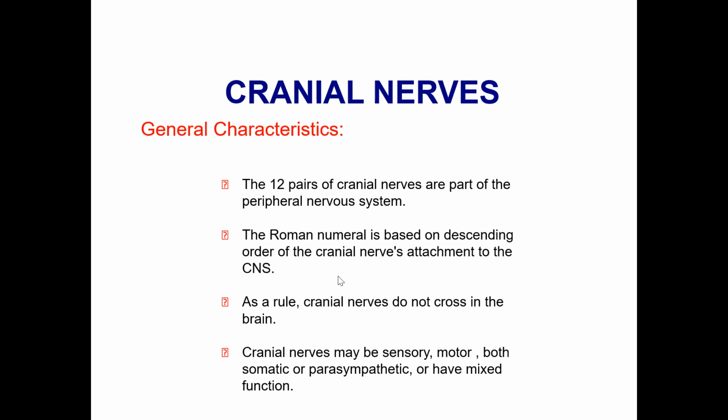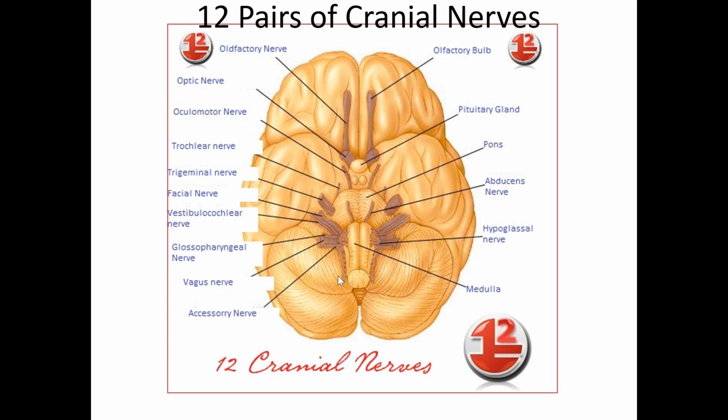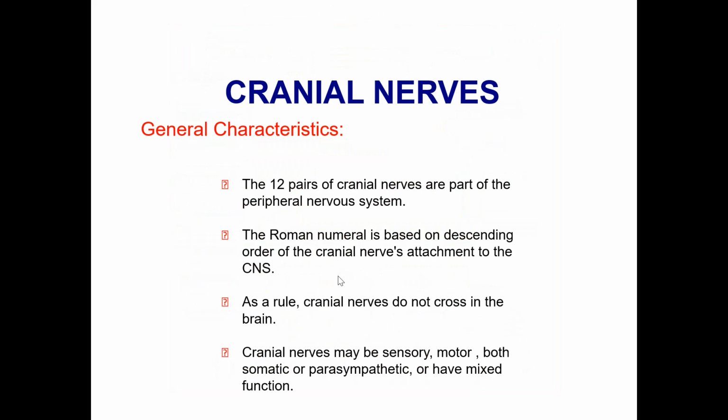Discuss today cranial nerves and their lesions. This is a picture from probably Atlas, renowned atlas, and it is showing these 12 pairs of cranial nerves. Cranial nerves are, you know, these 12 pairs of cranial nerves are part of the peripheral nervous system.